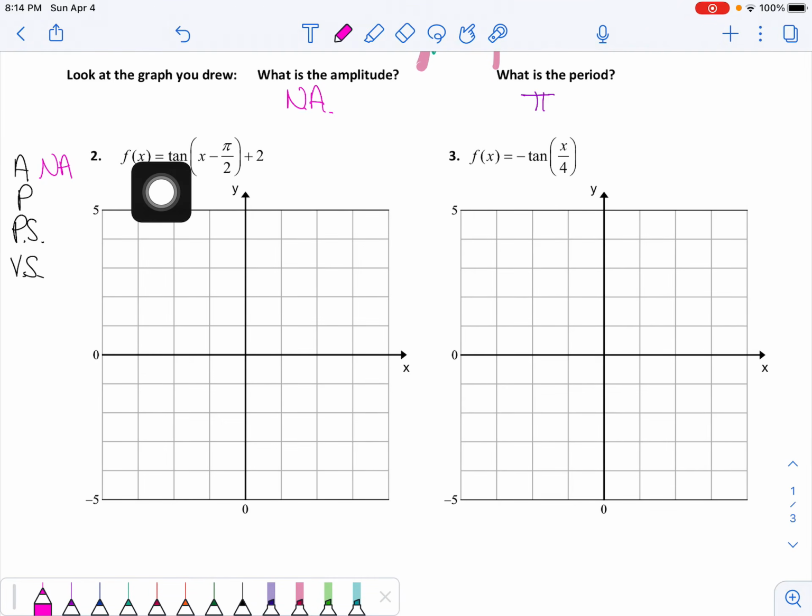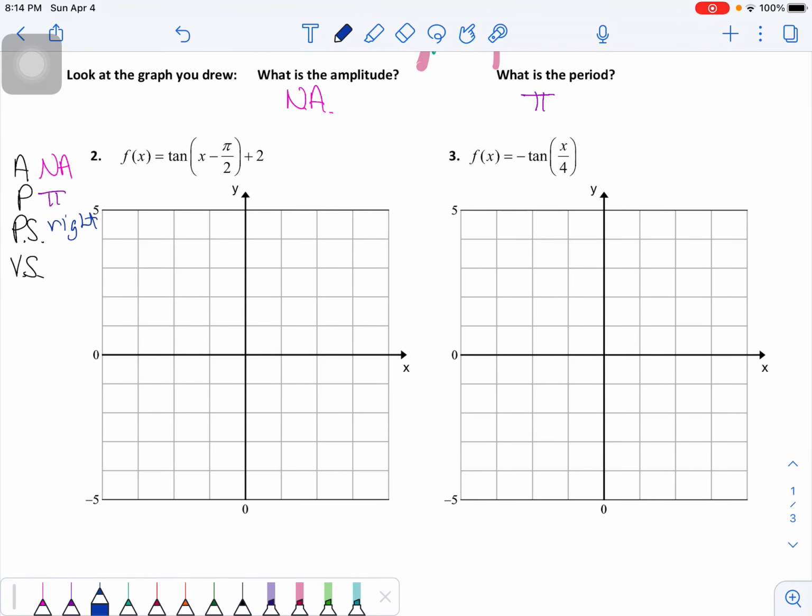What we would have to pay attention to is if there was a number in front of tangent, it would stretch the graph further away from the x-axis, but that's not an amplitude change because amplitude just doesn't affect this graph, okay? Period, this is a normal tangent curve. There's nothing being multiplied times x here, so period is pi.